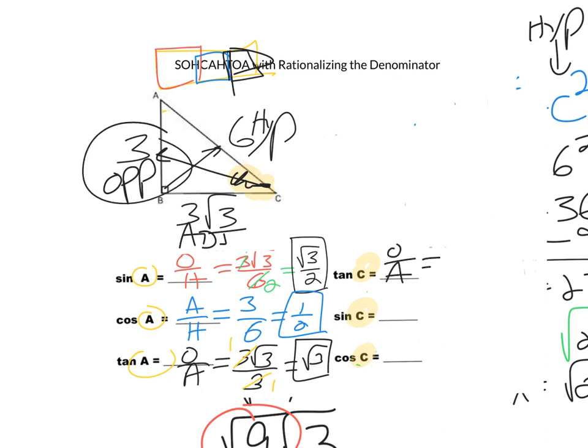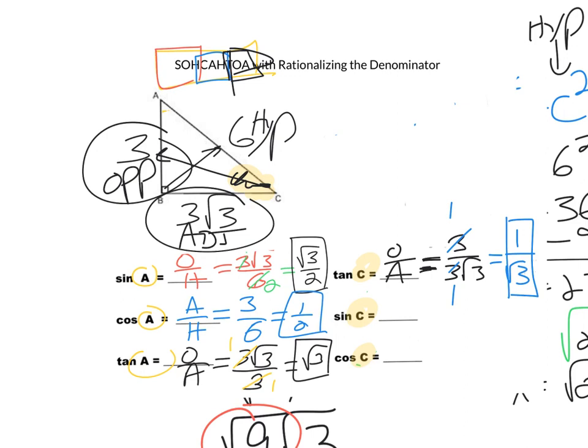So here the opposite is 3, and the adjacent is 3 radical 3. So here I have 3 over 3 radical 3. 3 goes into 3 once, 3 goes into 3 once. So here I'm left with 1 over radical 3. And we're going to circle that because that's our answer, sort of, or not so fast.